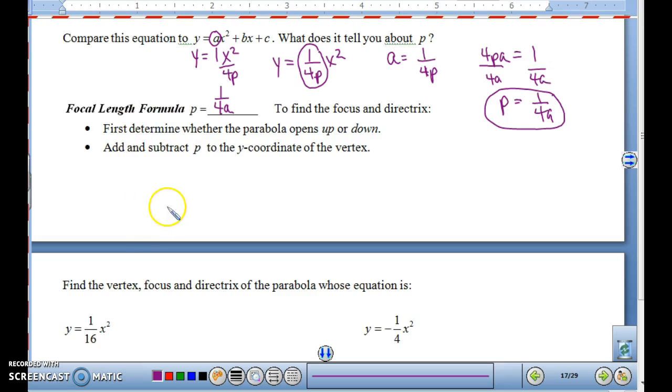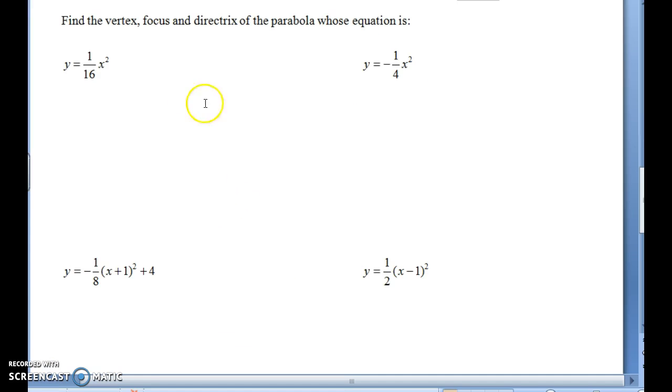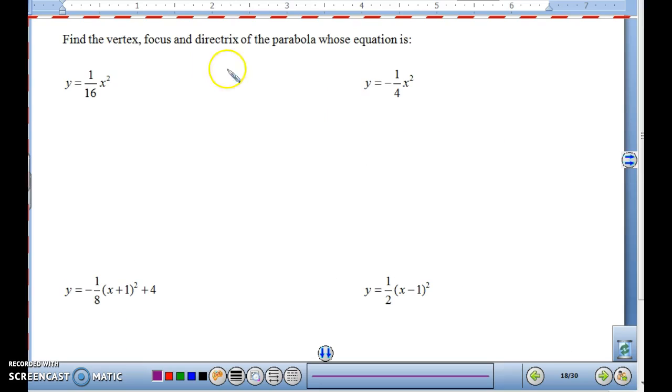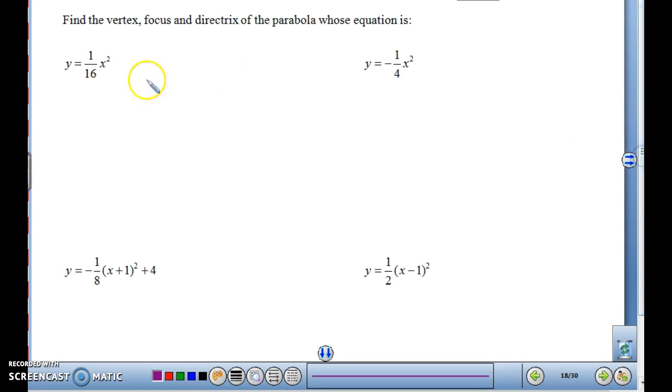So what you have to do with that, using this formula, first determine whether the parabola opens up or down, and then you'd have to add or subtract whatever you find for p to the y-coordinate of the vertex, and you would find that out. So let's see how that works. So we are going to use the focal length to find the vertex, focus, and directrix of the parabola whose equation is given. Now, it's very helpful when you do these to draw yourself a little sketch.